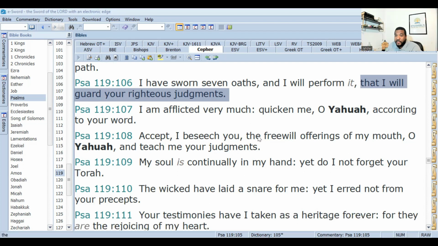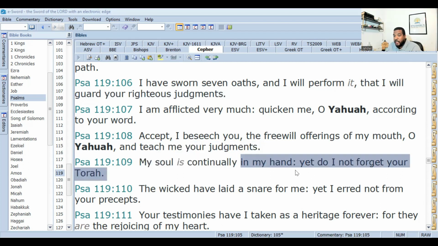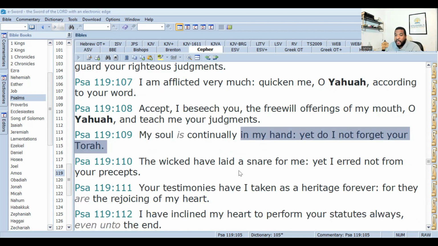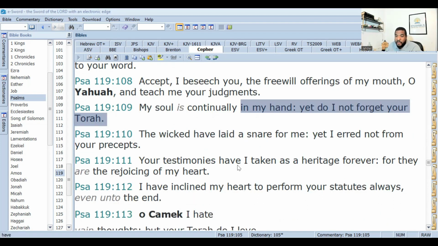Accept, I beseech you, the free will offerings of my mouth. O Yahuwah, teach me your judgments. My soul is continually in your hand, yet do I not forget your Torah. The wicked have laid a trap for me, yet I erred not from your precepts. Your testimonies have I taken as a heritage forever, for they are the rejoicing of my heart.